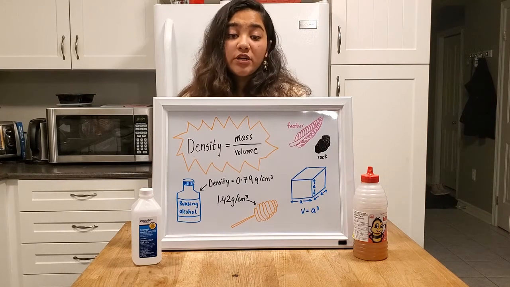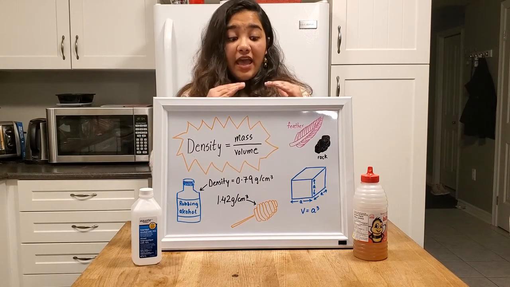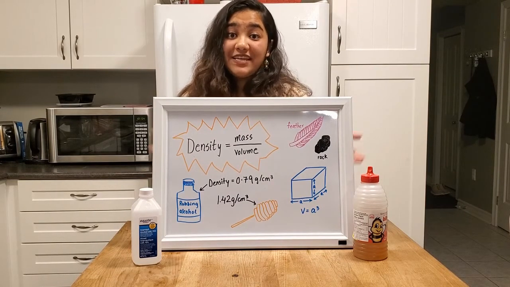So, pour it carefully. If you have a range of liquids of different densities, and if you pour them carefully from heaviest to lightest, the lighter liquids can float on top of each other, and you can make your very own density tower.